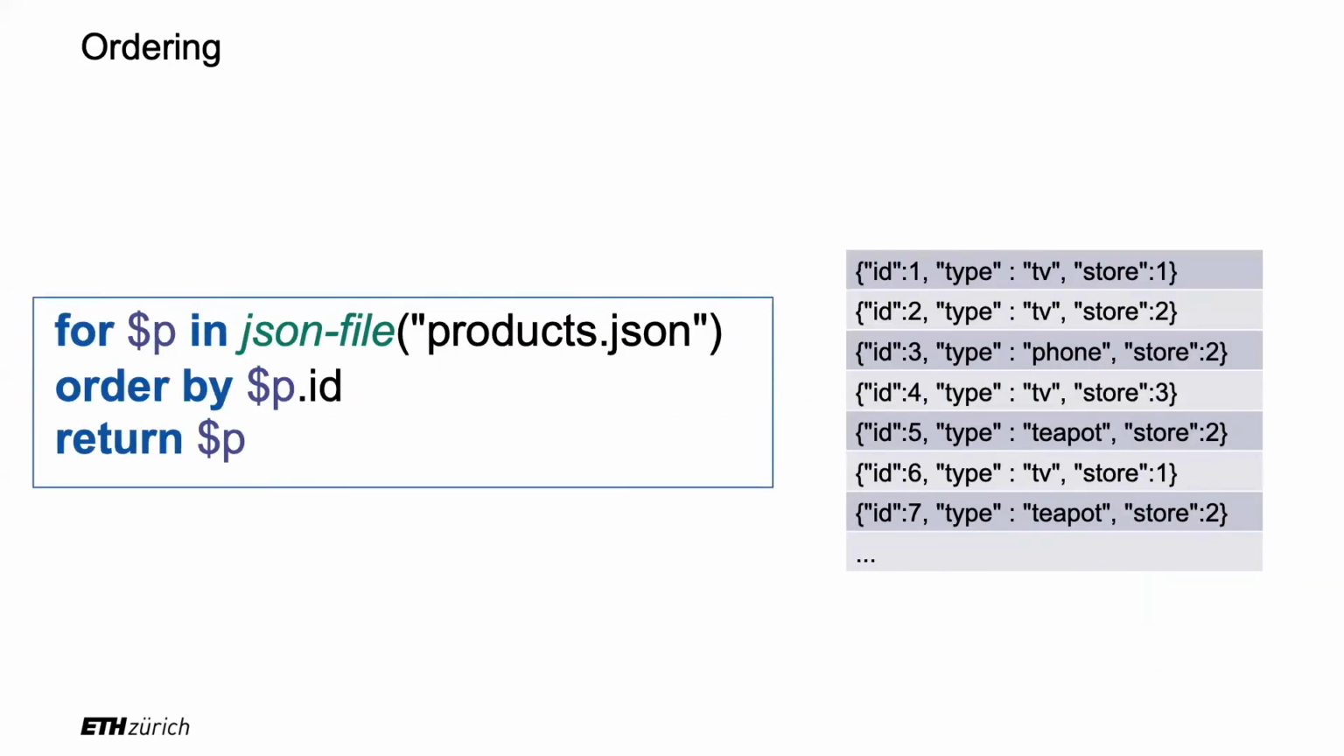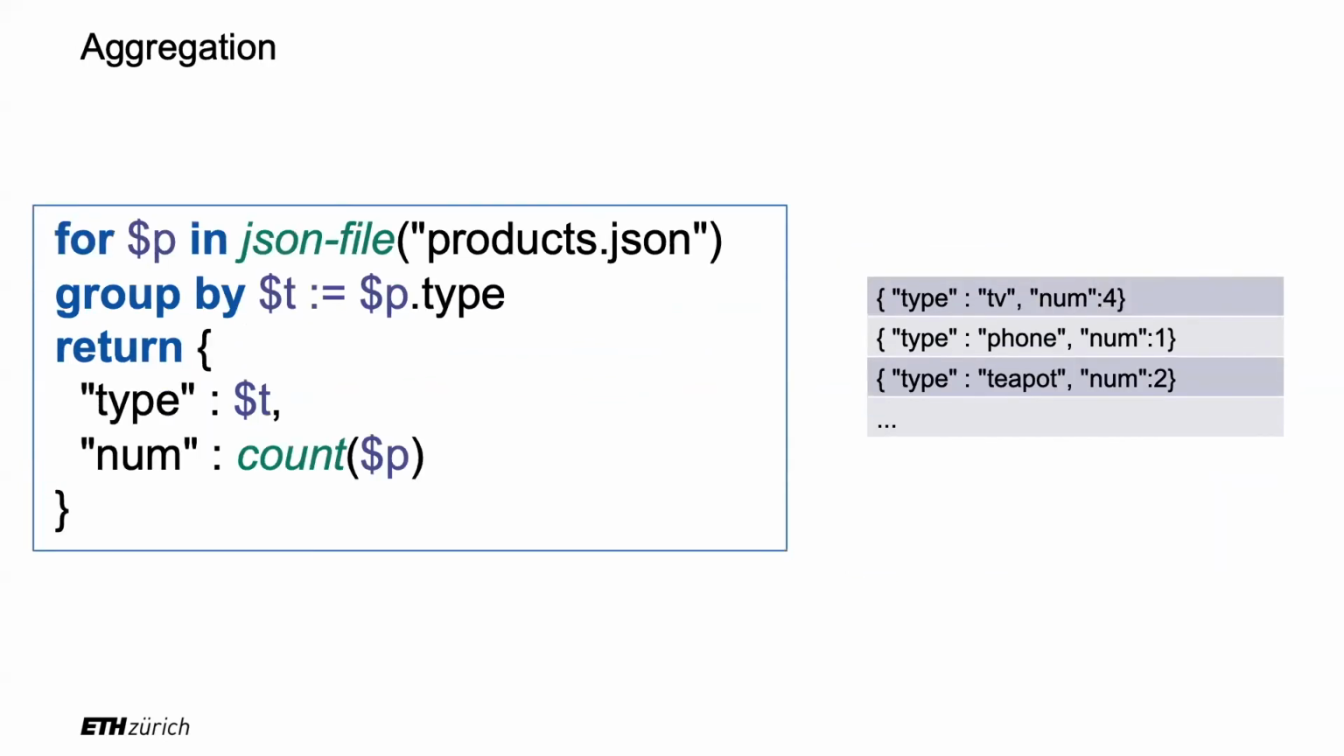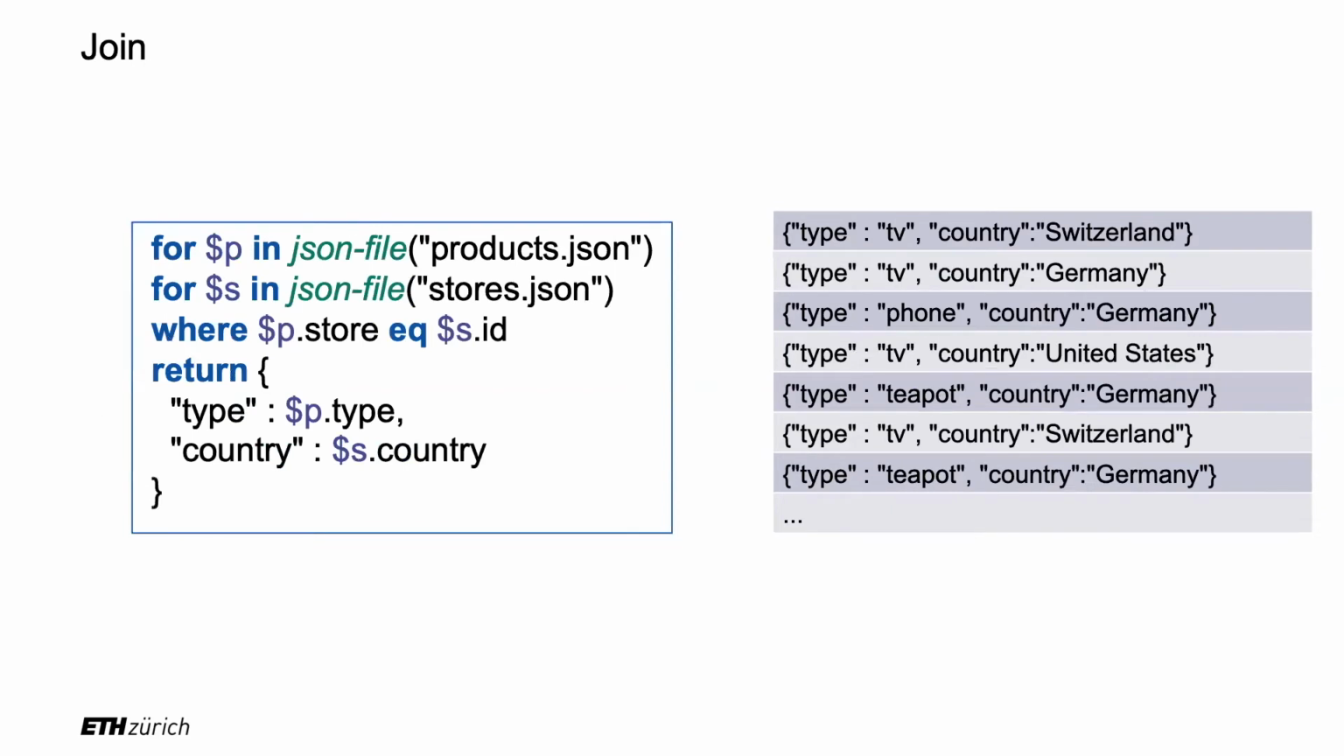Ordering is with order by, so we can order the IDs of the products. You see it's nicely sorted now, 1, 2, 3, 4, 5, 6, 7. You can group the products by type and count, types $T, that's the group, and $P would be the products in the group. But here I take the count and I get that. All right. So you see everything SQL does, JSONic can do. Here's a join. How do I do a join? Well, I can have a double for.